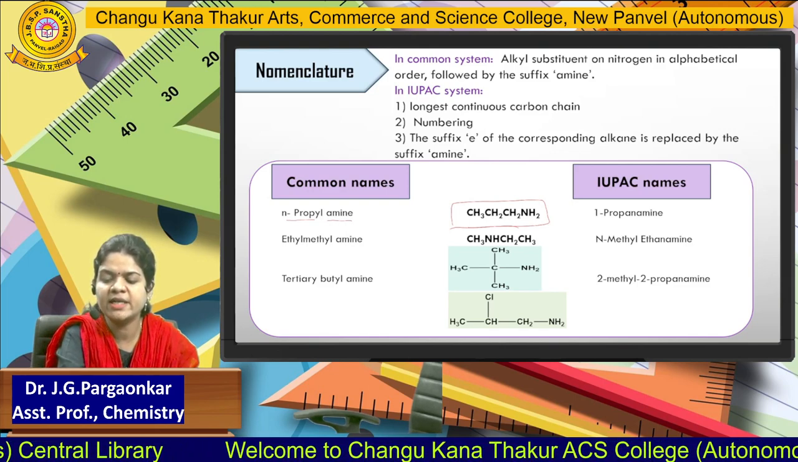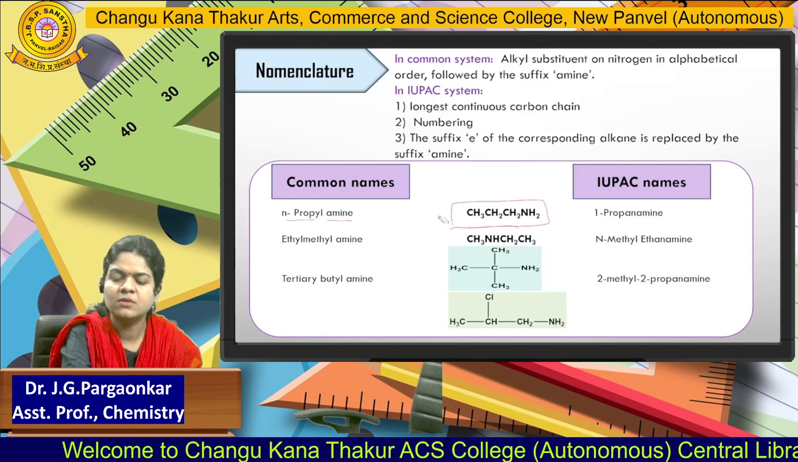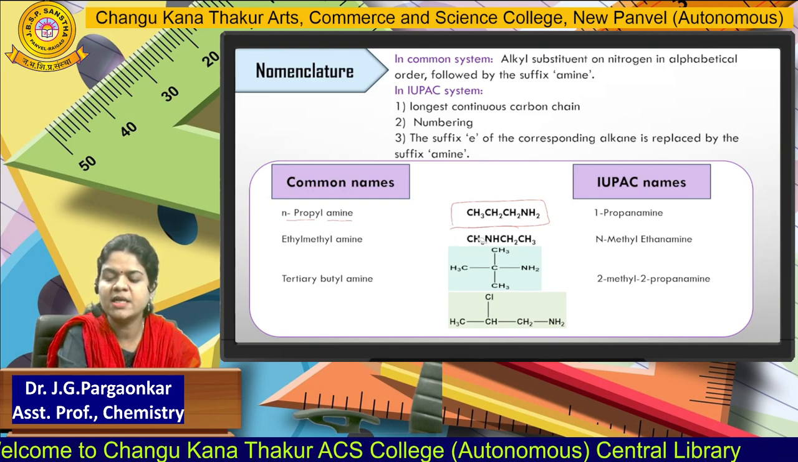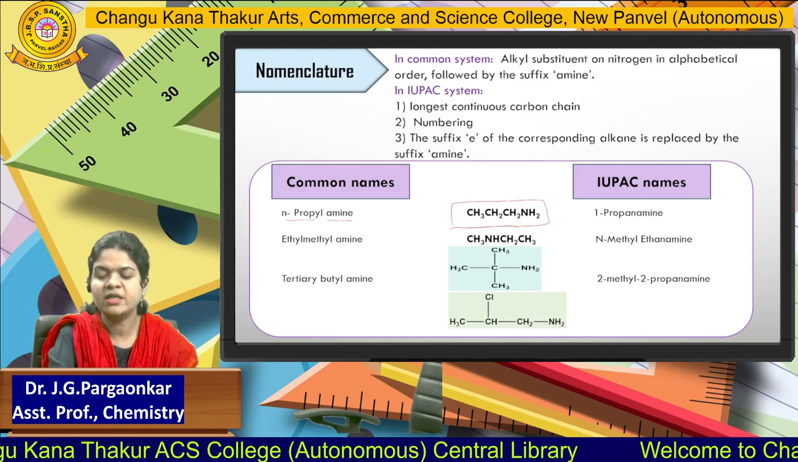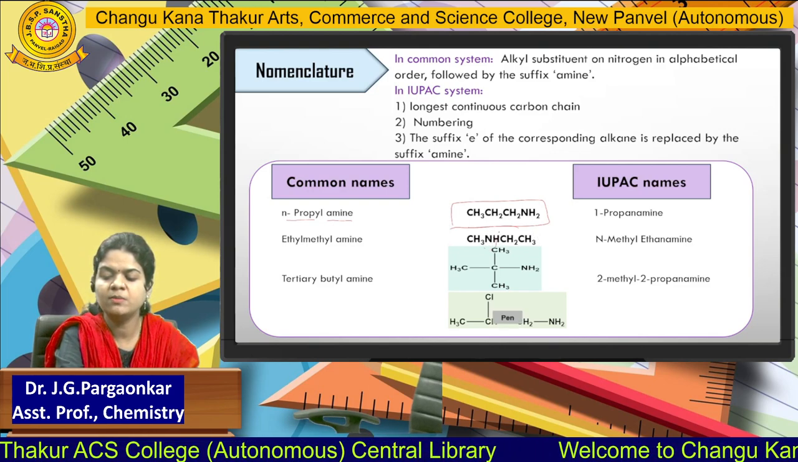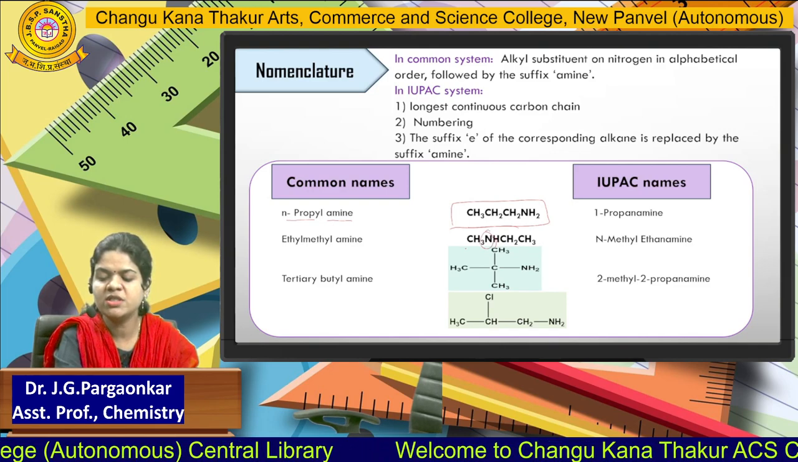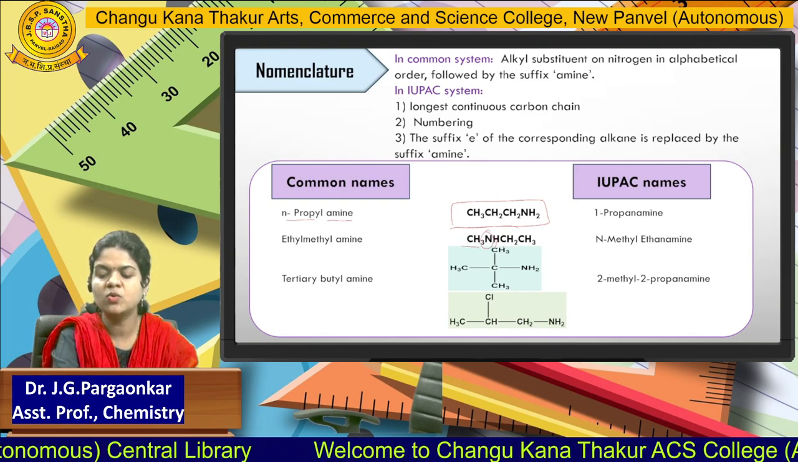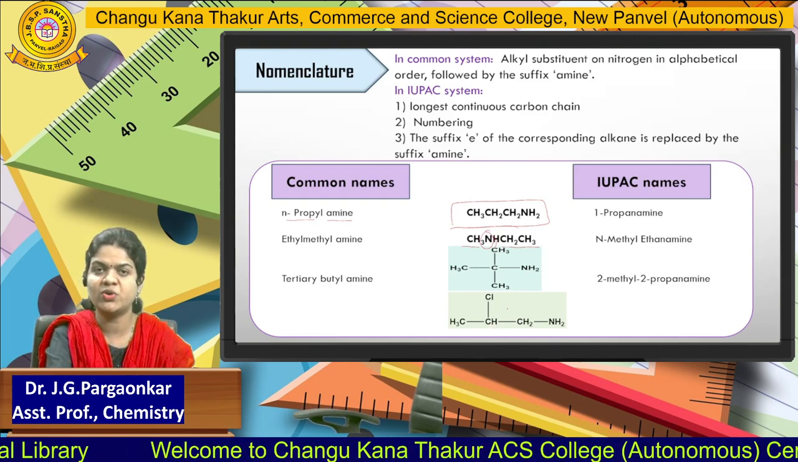Again, see the second example. This is the first. This is the second one. What is that second now? Second is here, a nitrogen atom. See here, the nitrogen is attached at one side to the methyl group, and at another side to the ethyl group. Means two alkyl substituents are there.